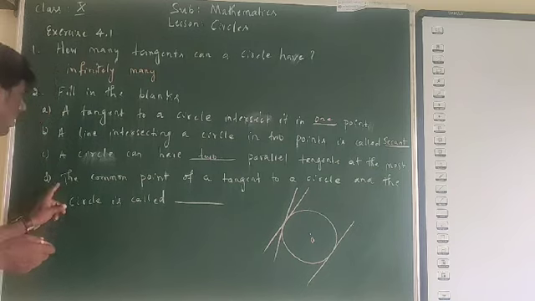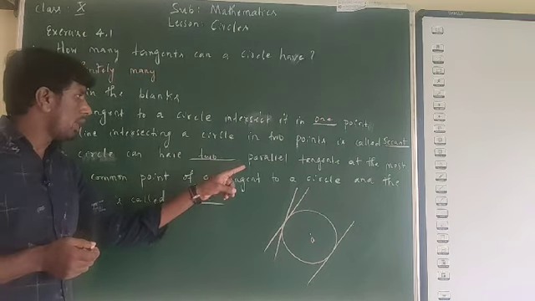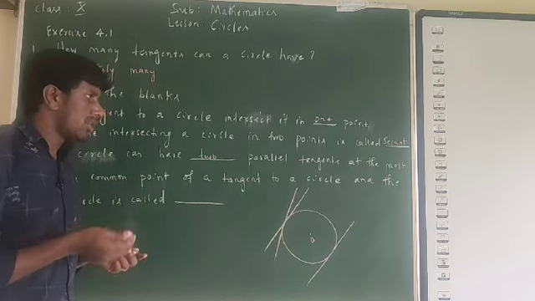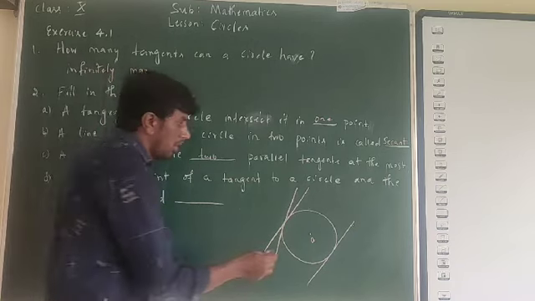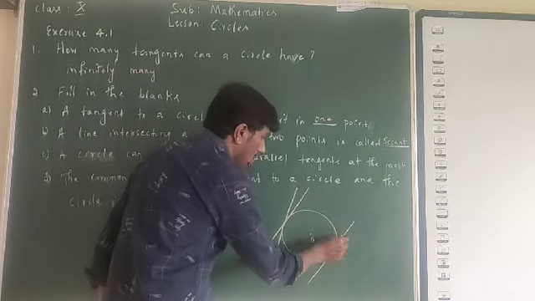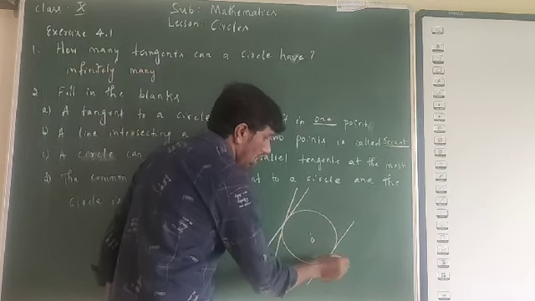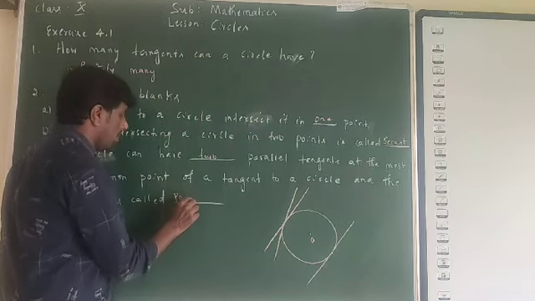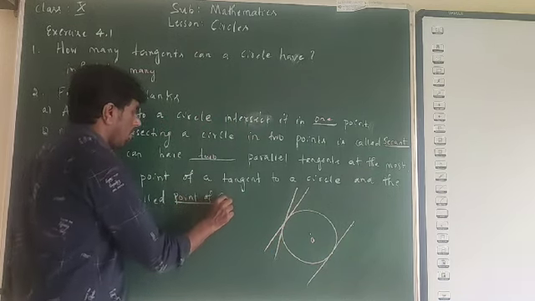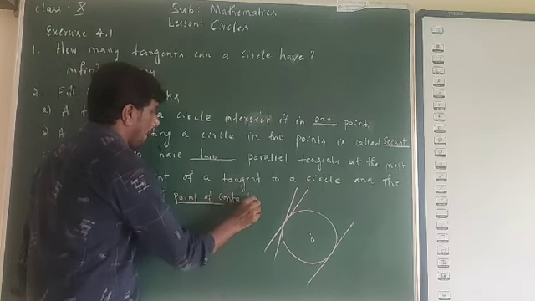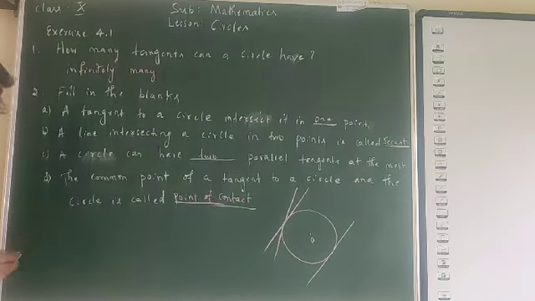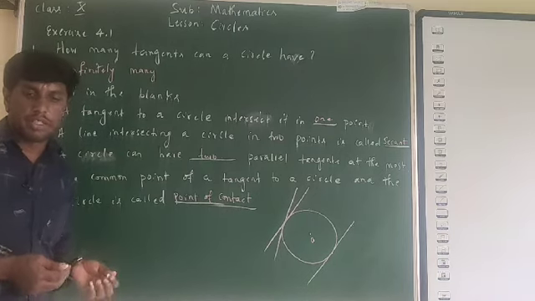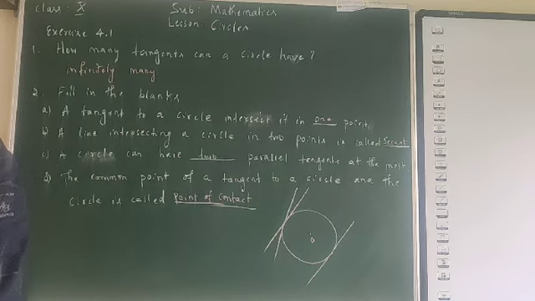The common point of a tangent to a circle and the circle is called what? Point of contact. So the common point of a tangent to a circle and the circle is called the point of contact. Okay, so this completes the second one.